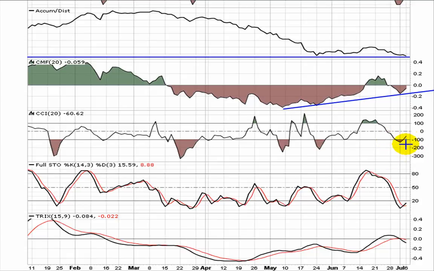CCI breaking back through negative 100. We talk about that as people using it as coming out of oversold and being a buy point. Full stochastics once again coming off the bottom, looking for that bounce and looking for the reversal.